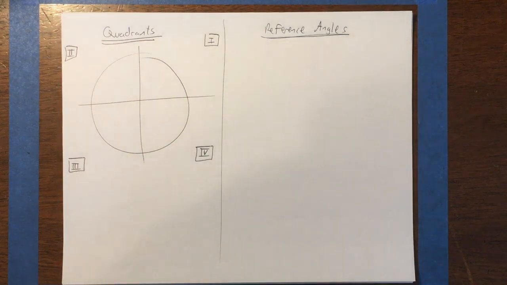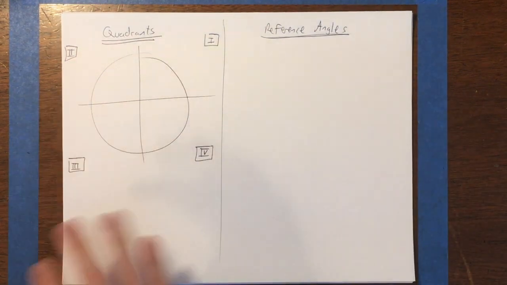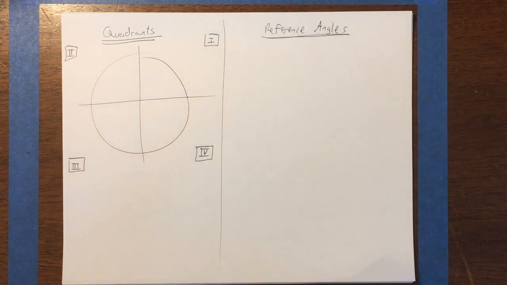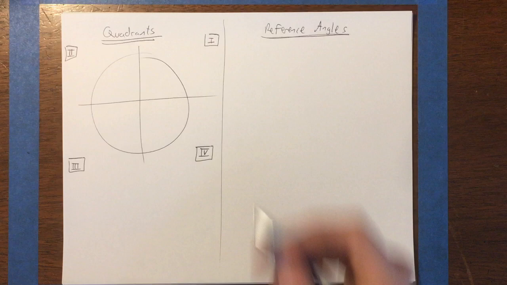All right, in this video, I'm going to talk about the quadrants on the coordinate plane, and this is a unit circle that I've drawn here, and we're going to talk about the trig functions and whether they are positive or negative for angles that terminate in different quadrants.